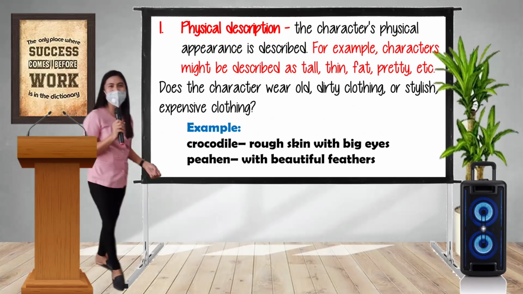First, physical description. The character's physical appearance is described. For example, characters might be described as tall, thin, fat, pretty, etc. Does the character wear old, dirty clothing or stylish, expensive clothing? Example: the crocodile was described as one with rough skin and big eyes, while the peahen was described as one with beautiful feathers.